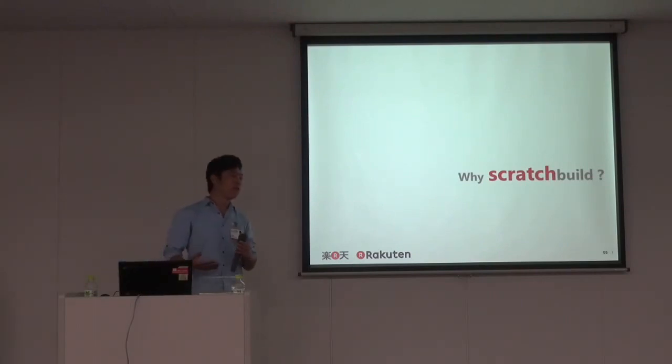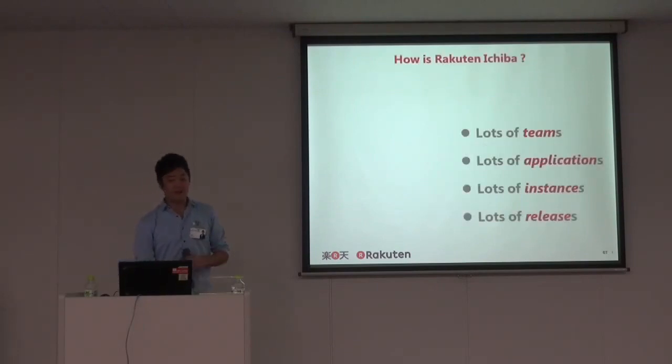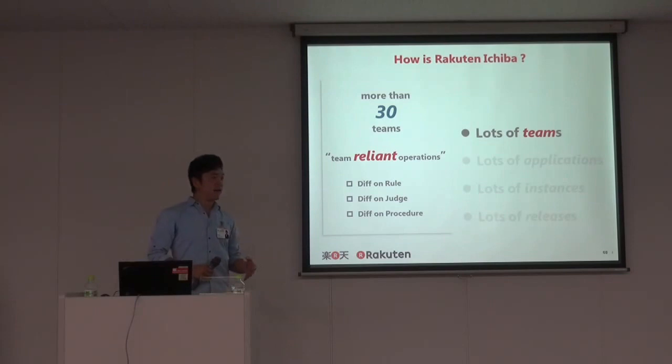There are a lot of cool tools around the world, and there's Oracle Enterprise Manager, which is the standard for ExaLogic, but we didn't choose this. Why? Because we're Rakuten Ichiba. We have lots of teams working on it, applications, instances, and releases. More than 30 engineering teams are working on Rakuten Ichiba, which makes for team-reliant operations.